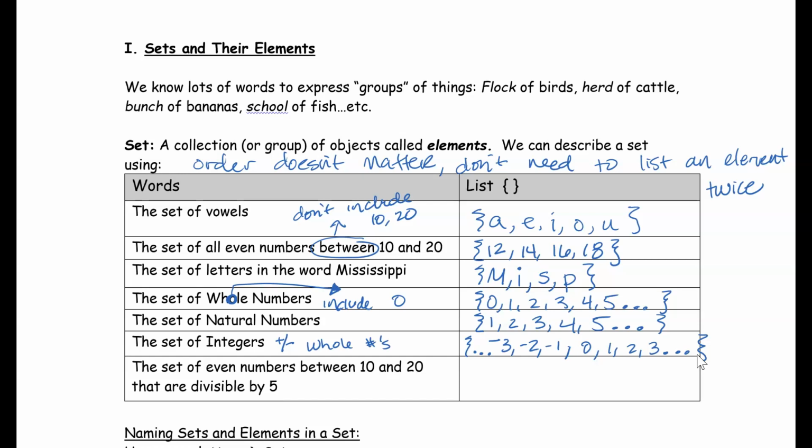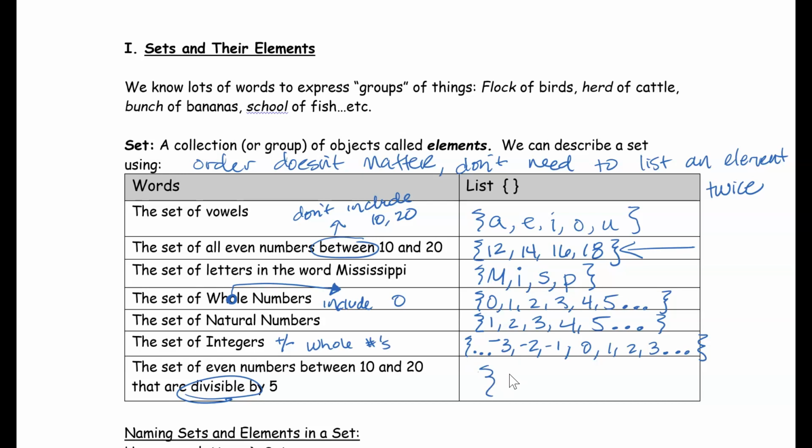And then last but not least, the set of even numbers between 10 and 20, so similar to the one above, that are divisible by 5, meaning 5 goes into the set. So let's think about what the set of even numbers between 10 and 20 is. It's this set right up here. Which one of those numbers, if any or all, is divisible by 5? So does 5 go into any of those numbers? So the answer is no. So the set of even numbers between 10 and 20 that are divisible by 5 is the set with nothing in it.